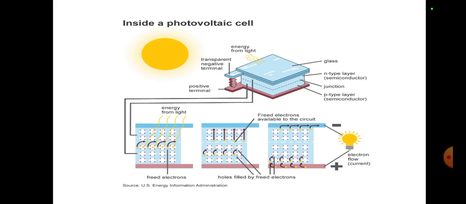So the components are the transparent cover, negative terminal, positive terminal, glass, P and N type layers, then the junction.